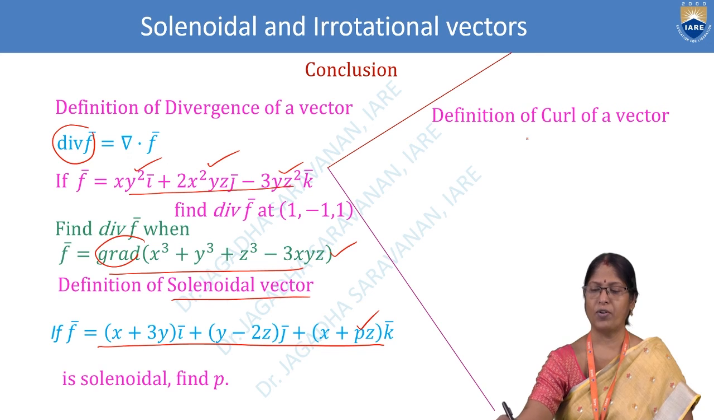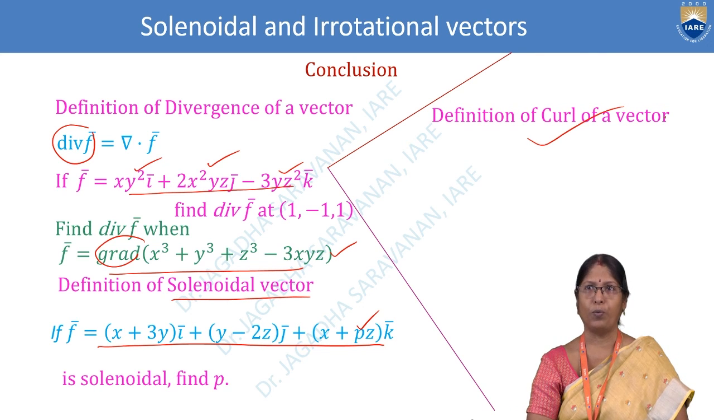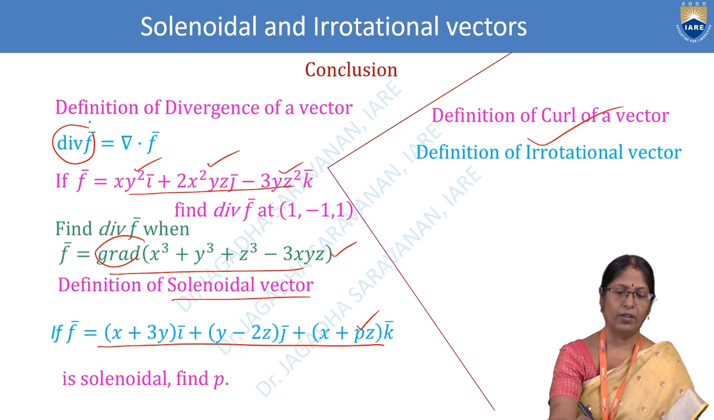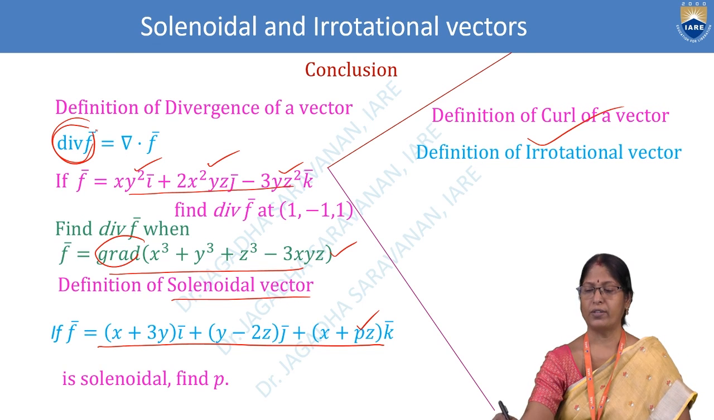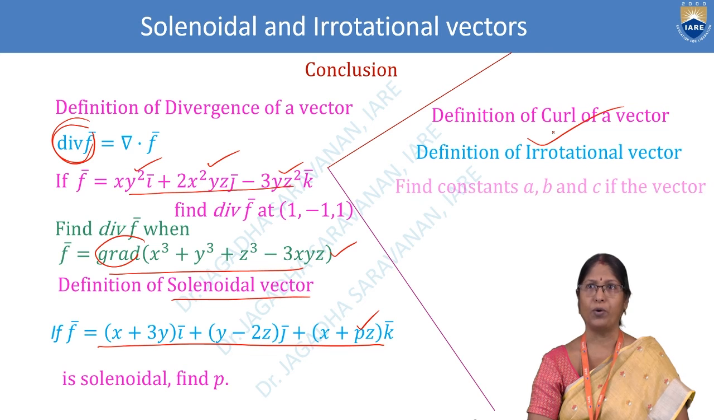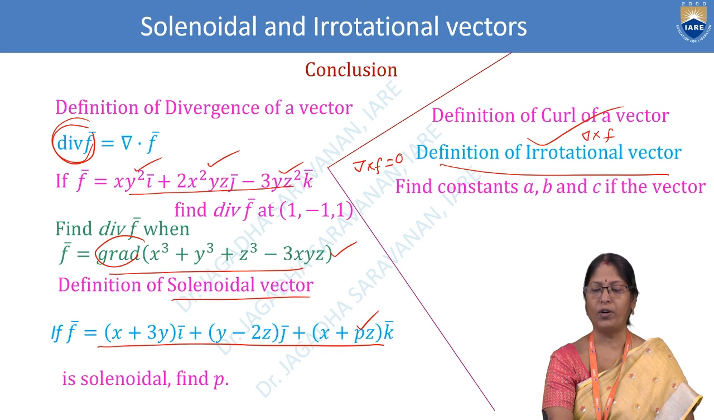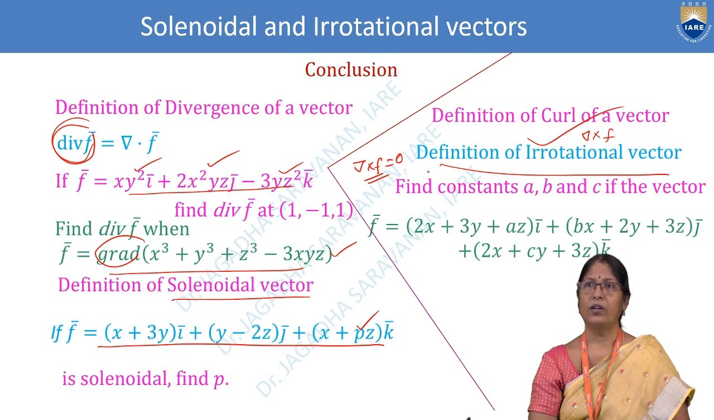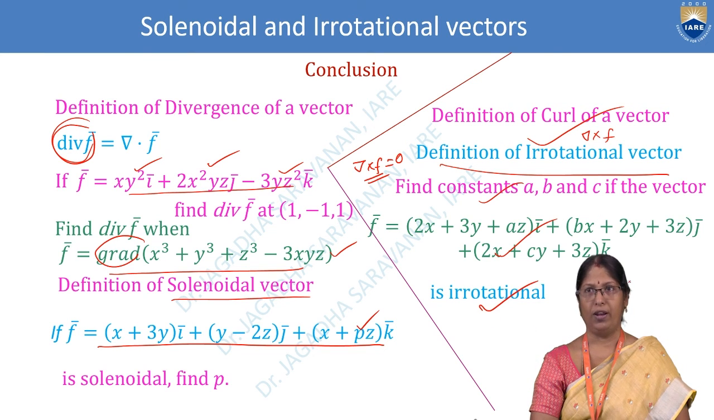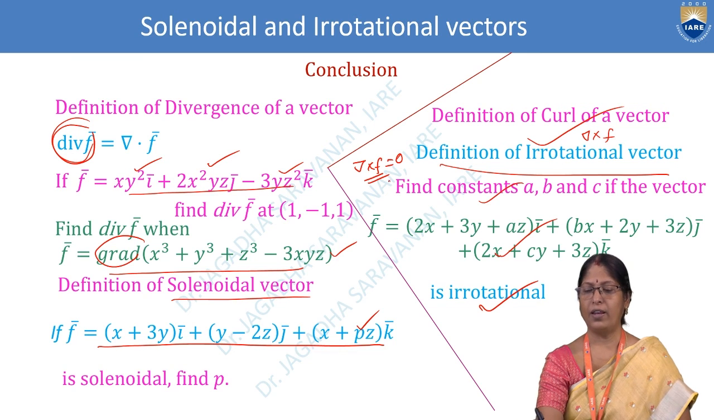Next, we concentrated on the definition of curl of a vector. Here divergence plays a role, whereas for curl, the cross product plays a role. That is del cross f. The definition of irrotational vector is del cross f equal to 0. We concentrated on a problem where it is given that the vector is irrotational, and using curl f equal to 0, we found the constant values.